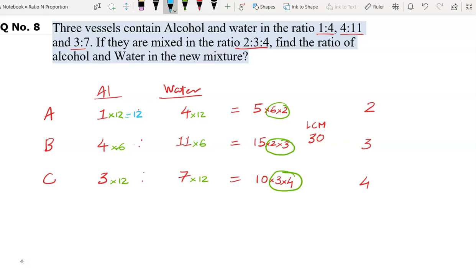12. 4 into 6 is 24. 3 into 12 is 36. 4 into 12 gives us how much? 48. 11 into 6, 66. 7 into 12 gives us 84. So alcohol in vessel A is how much?